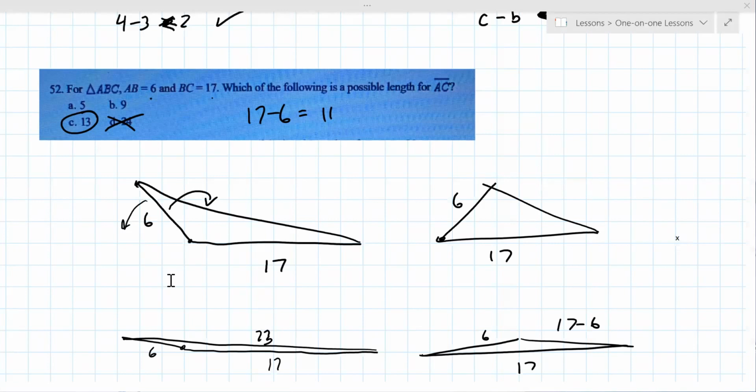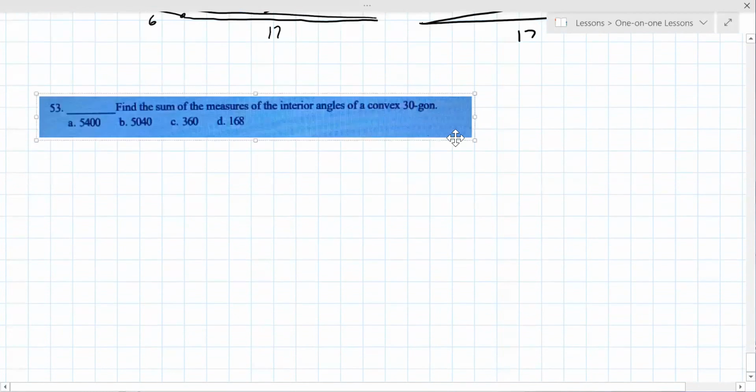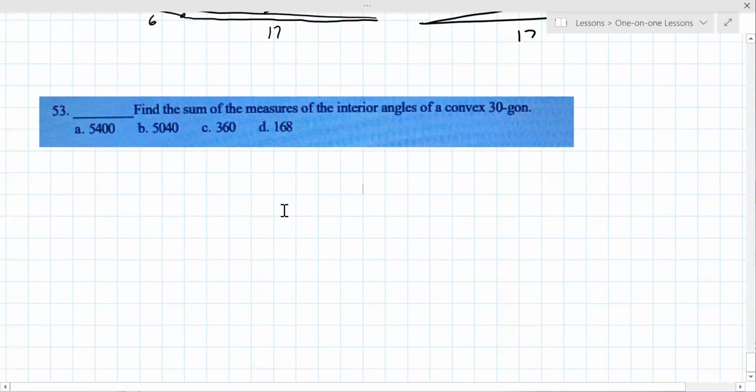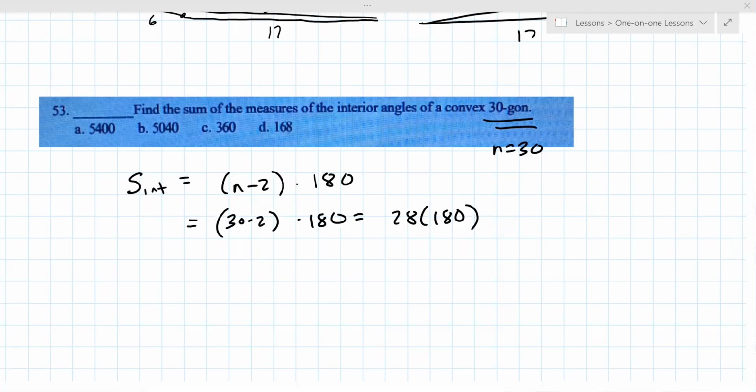All right, number 53. 53 is totally different. It requires you to know the formula. The sum of the interior angles, we haven't done a formula since the beginning questions, is the number of sides minus 2 times 180. So this is the number of sides, n equals 30 here. So 30 minus 2 times 180 is 28 times 180. Whatever that is, 5040.